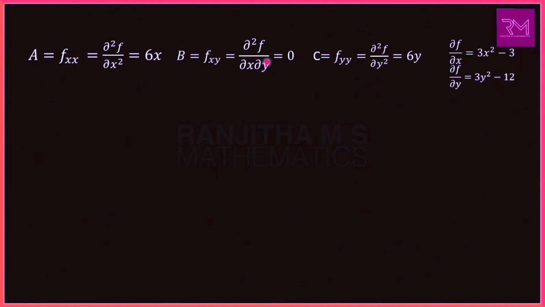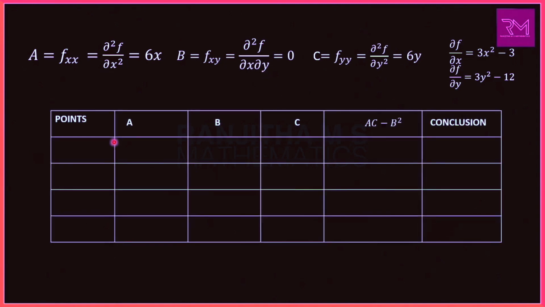After obtaining the A, B, C values, in the next step we have to construct a table like this containing 6 rows. First we take the points, next the A value, B value and C value. After finding the A, B, C values, we have to find the AC minus B square value also. Last is the conclusion.